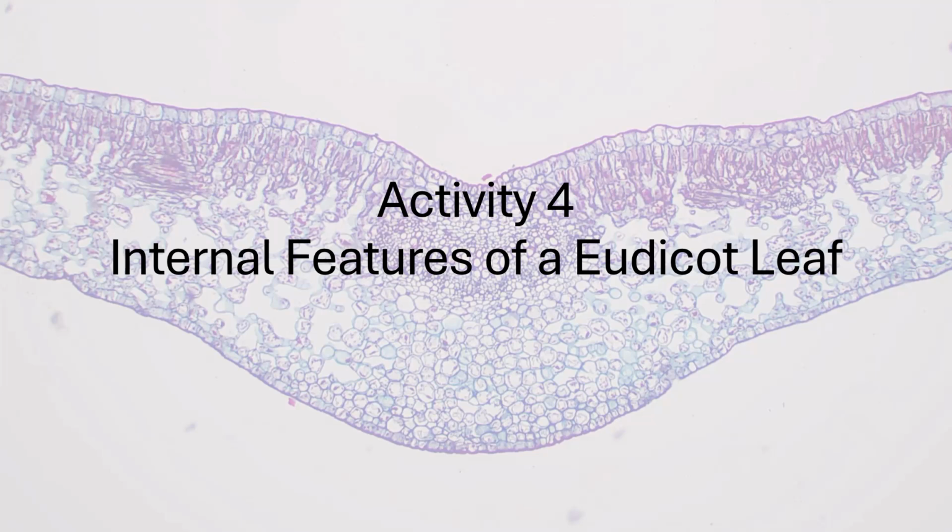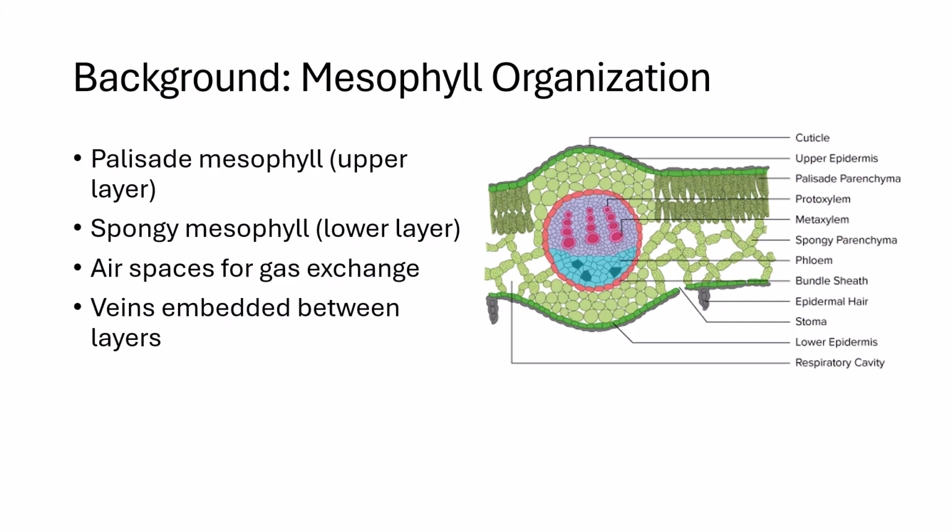In this activity, you will examine the internal anatomy of a Eudicot leaf using a prepared cross-section. While Eudicot leaves contain the same major tissue systems as monocots, epidermis, mesophyll, and vascular tissue, the organization of the mesophyll is distinctly layered, reflecting specialization for light capture and gas exchange. In Eudicot leaves, the mesophyll is divided into two distinct regions.